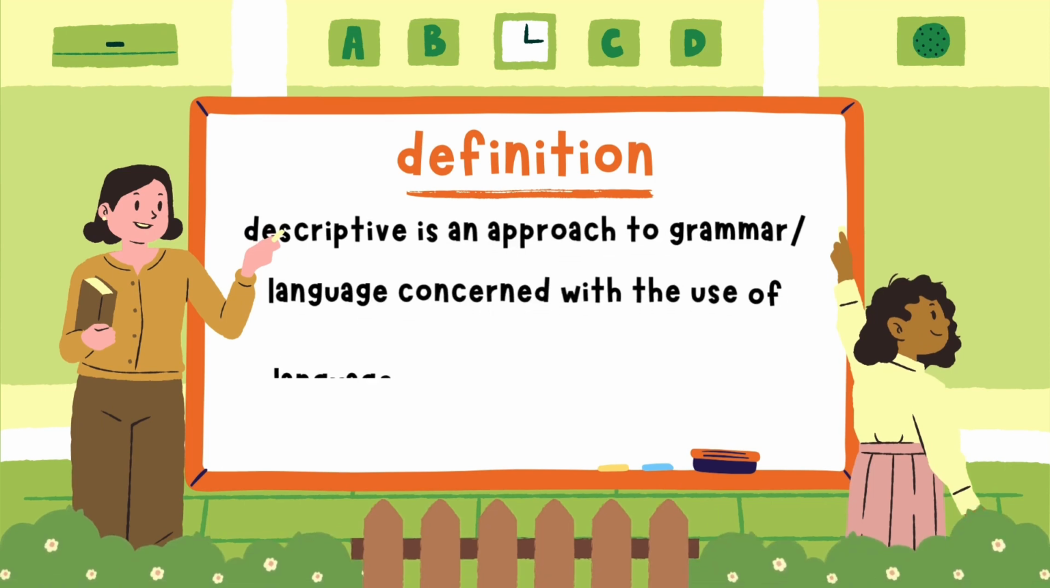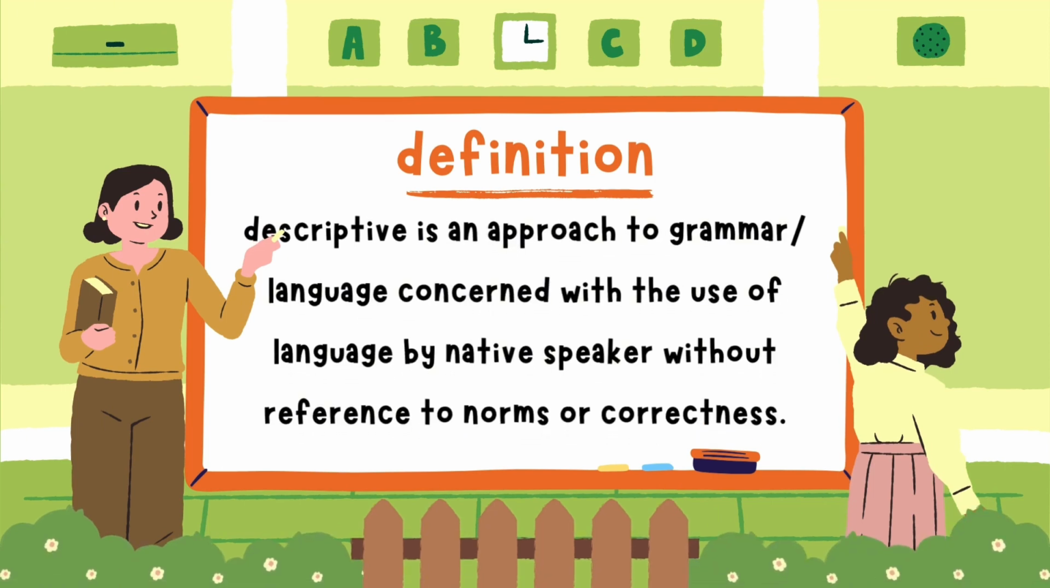Let's start with knowing the definition of descriptive approach in linguistics. What's the definition of descriptive approach? Descriptive is an approach to grammar and language concerned with the use of language by native speakers without reference to norms or correctness.